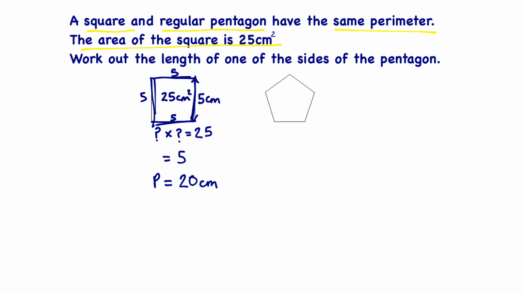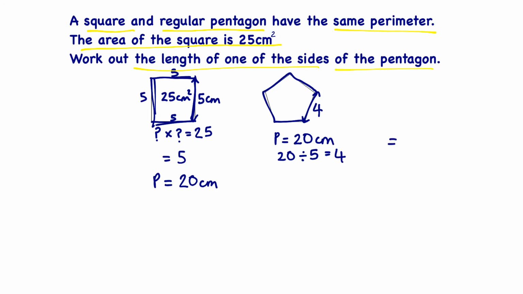Now I know that the pentagon has the same perimeter, so the perimeter of the pentagon is 20. That means this plus this plus this plus this plus this. There are 5 sides to a pentagon. So to work out one side, I'm going to do 20 divided by 5, which is 4. So one of the sides of my pentagon is 4, and that is what the question asked me: work out the length of one of the sides of the pentagon. So my final answer is 4 centimetres.